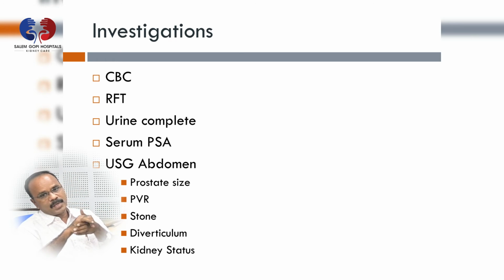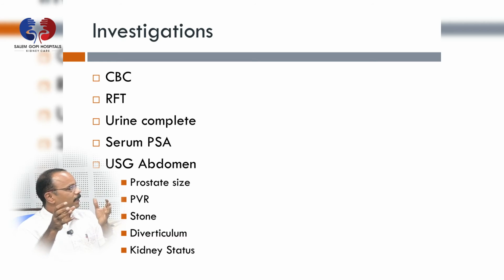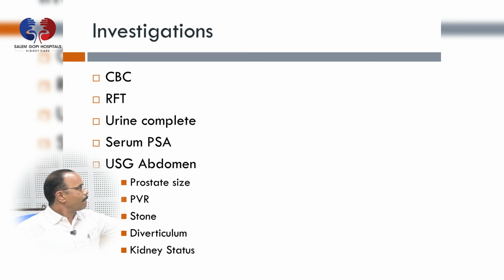Next is the basic investigation, ultrasound abdomen. What is the use of this ultrasound scan? You can calculate the prostate size, the condition of the urinary bladder, whether a stone is there or not, bladder diverticulum, and the kidney status you can see in the ultrasound scan.